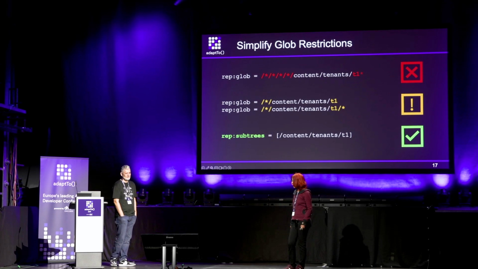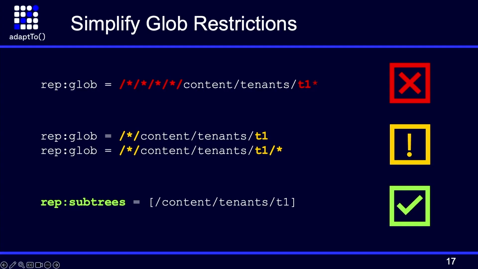So if you want to fix that with rep:glob, you actually end up with 2 entries. You have one that starts with a single wildcard, then at the end the t1, to make sure you can access that node, and then you need a separate entry to cover the subtree of t1, which is not nice, but okay, you can do it. But actually, that rep:subtree is really handy, much easier to use. I personally find it much easier to read. It will just match everything under content tenants t1.